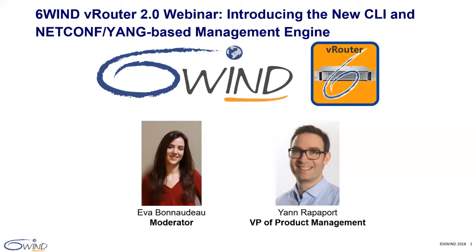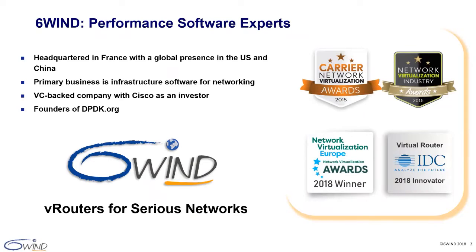Before I deep dive into this, let's say a few words about GWIND. GWIND is a software company headquartered in France with offices around the world, including Santa Clara, California, and Beijing. We make high-performance networking software with deep expertise in telecom. Our flagship product is vRouter software that has been deployed globally for over a decade. And for those of you from the developers community, you may know us as the founders of dpdk.org and a top contributor. In recognition of our innovation, we received an investment from Cisco and multiple awards, including NFV and VNF Products of the Year for our vRouter.